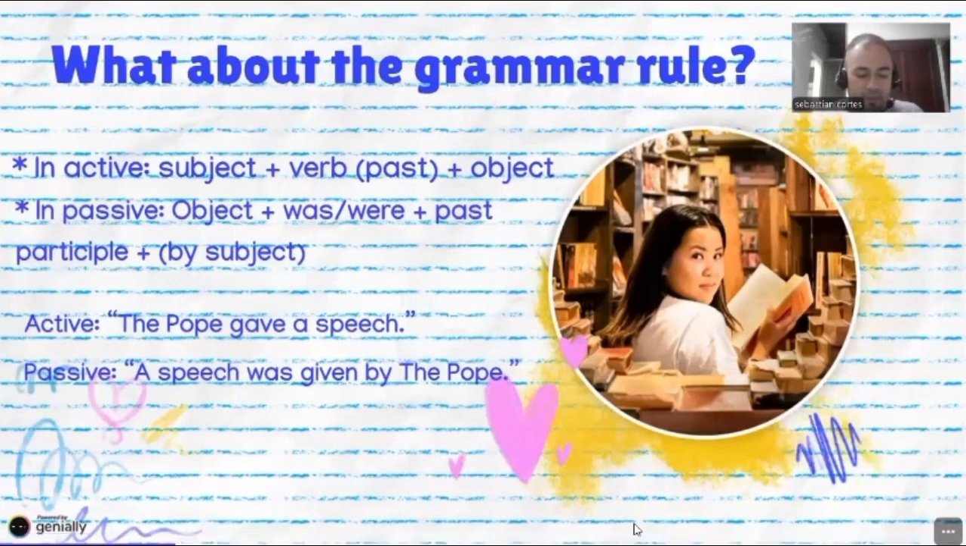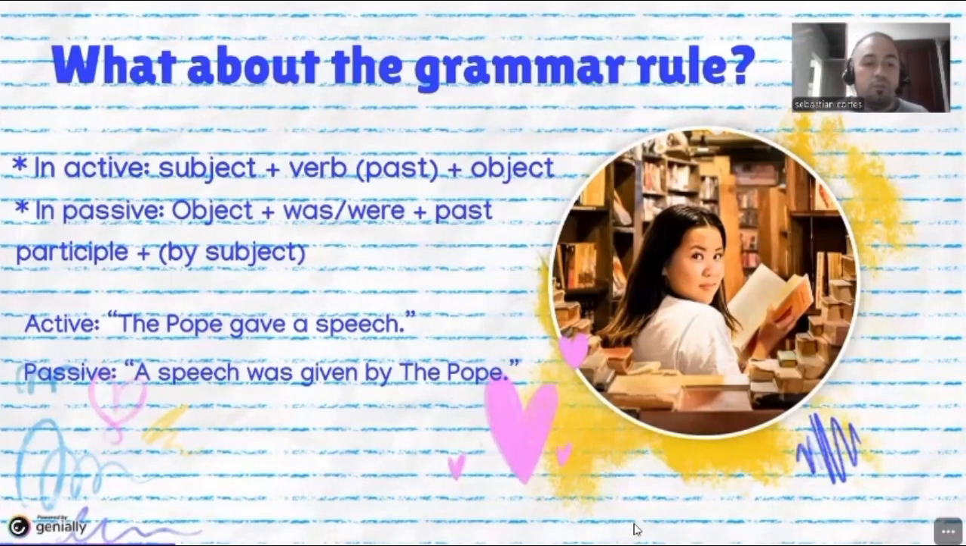Okay, now what about the grammar rule? Normally in the active voice, which is the normal one we are used to using, we have subject plus verb, in this case in past, plus complement. However, in passive voice, we have object, plus was or were, plus past participle verb, plus by, plus the subject, plus complement.